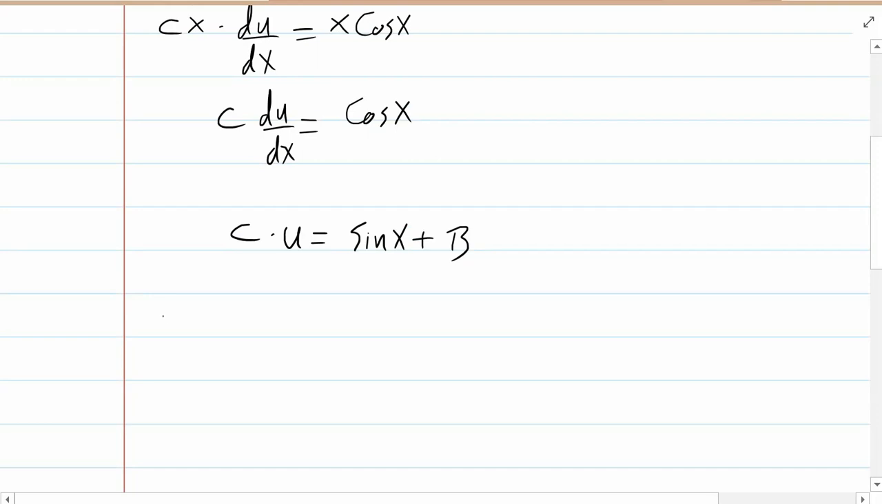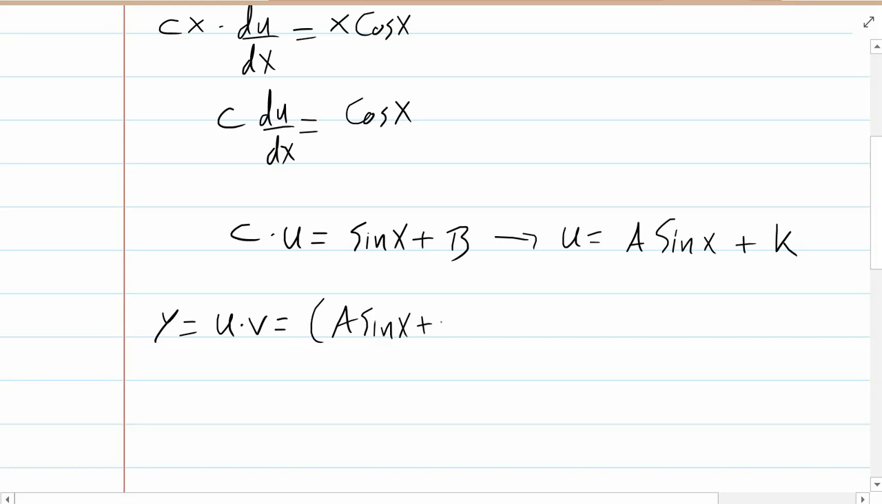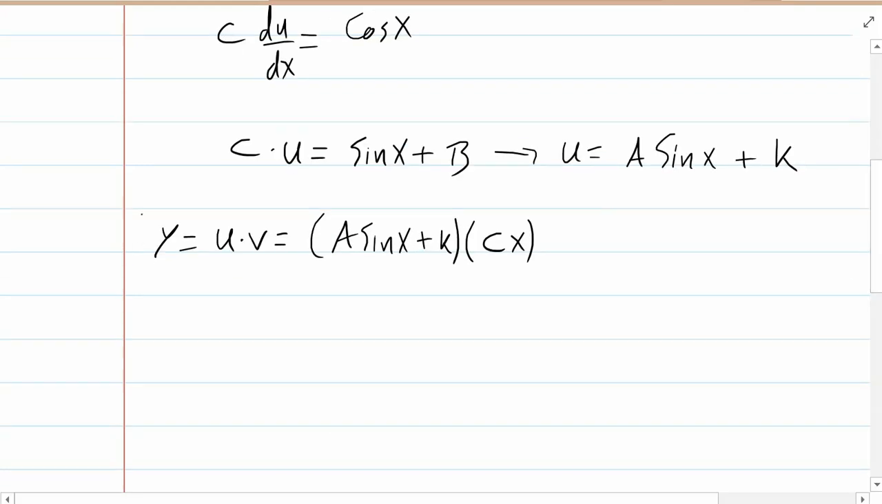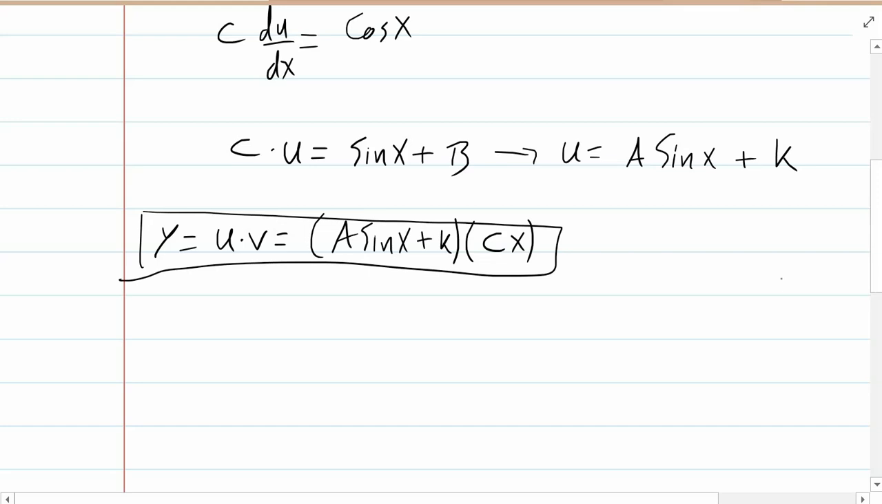So what do we have? I have that y is equal to u times v. That means that y is equal to, here I'm going to divide everything by c, so that gives me u is equal to a sine x plus k, where a is equal to 1 over c. So that's going to be a sine x plus k that multiplies v, that is c times x. Okay, so that is my solution.